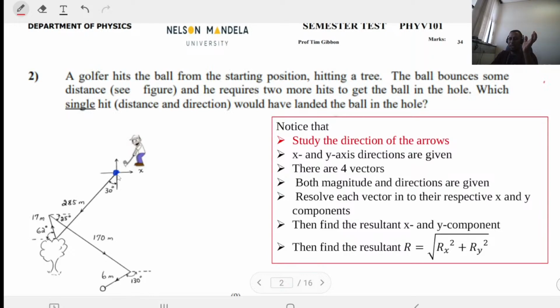Therefore, the objective of the question is that the ball bounces some distances, as I show you down. The question asks, what if this guy would have hit a single pass down there? This is the resultant pass. Therefore, the question is, how do you find this resultant vector R? It must have a magnitude. It must have a direction.